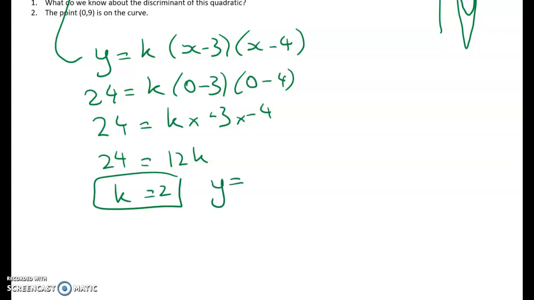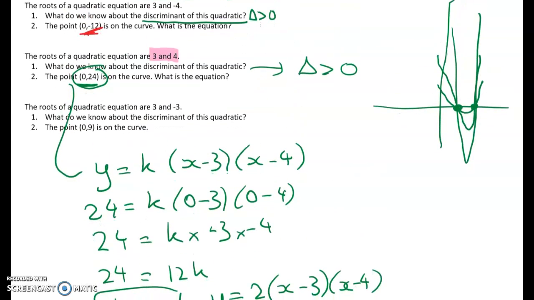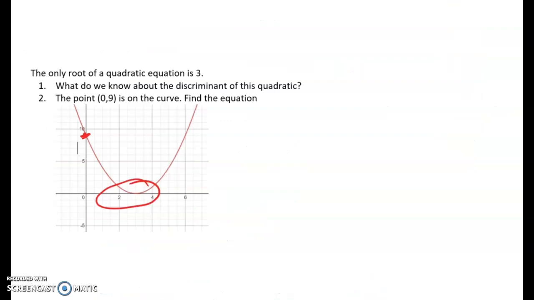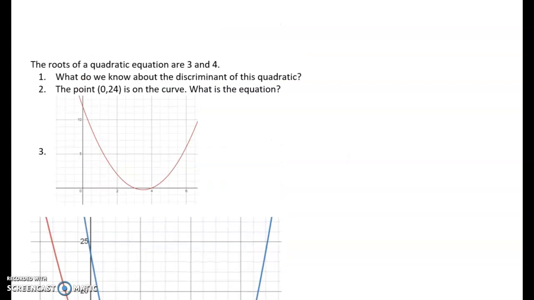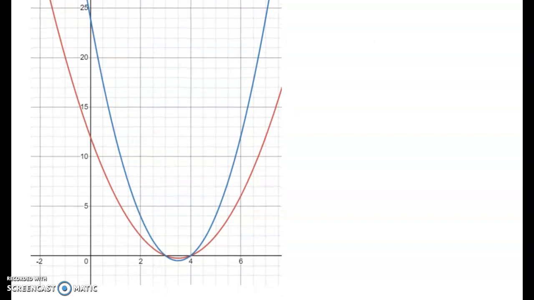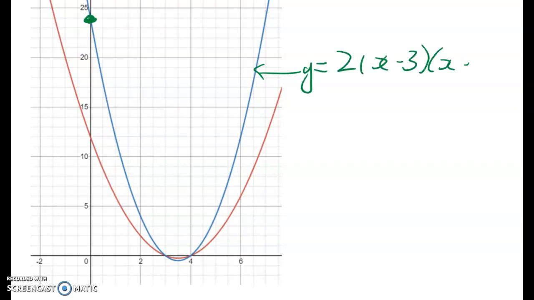So this is the first one that you've seen for a while where we've got a scale factor that's not just 1. Let's look at what the graph looks like for this curve. So you can see here, this is it here, we've got the roots of 3 and 4. If it had a scale factor of 1, then the intercept would be 12. But here I've drawn both together, and our curve has a y-intercept of 24. So this is what it looks like. It's got a scale factor of 2. So it's 2(x - 3)(x - 4).